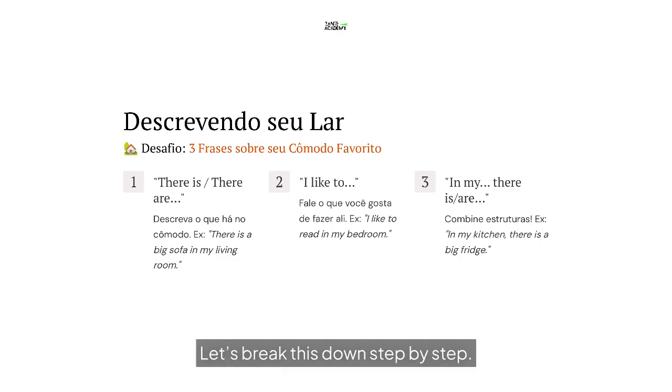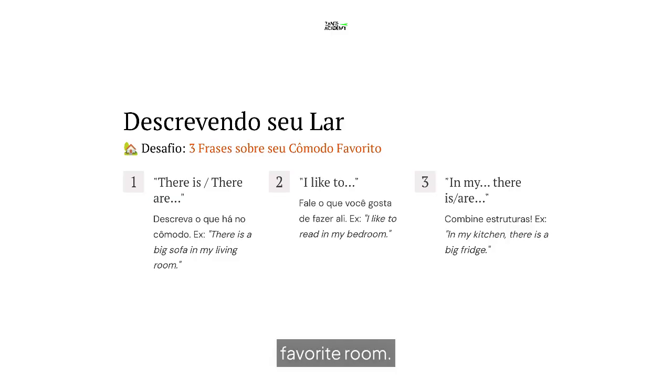Let's break this down step by step. First, you can start with a simple declaration using "there is" or "there are." For example, you might say, "There is a big sofa in my living room." This statement helps paint a clear picture of your space, so take a moment to consider what stands out in your favorite room.